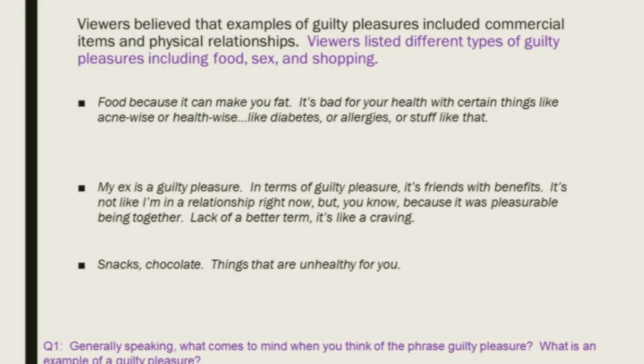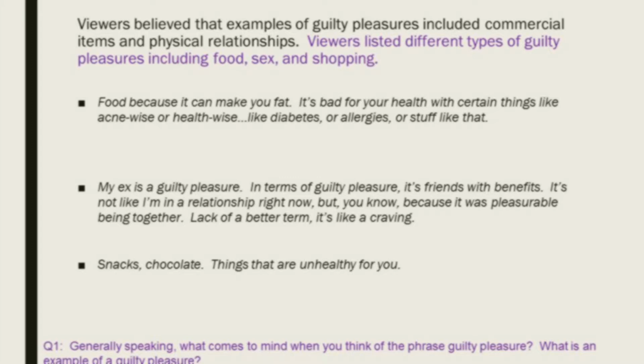That is your insight. That is your theme. That is what you want people to know. Viewers believe that examples of guilty pleasure included commercial items and physical relationships. Viewers listed different types of guilty pleasures, including food, sex, and shopping. I have several quotes here, which is in the middle, to help support my claim at the top.